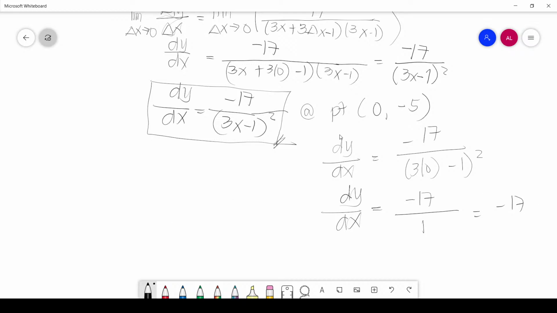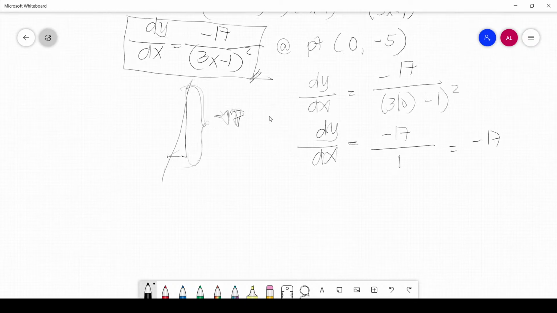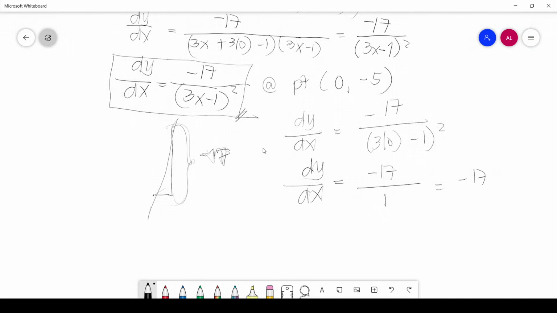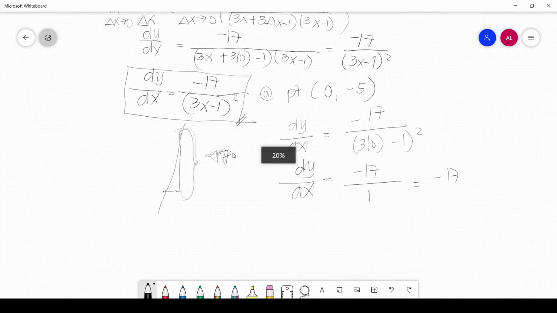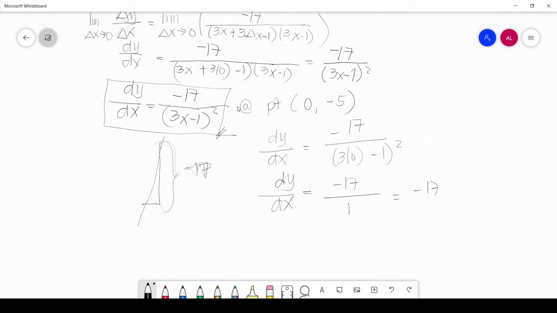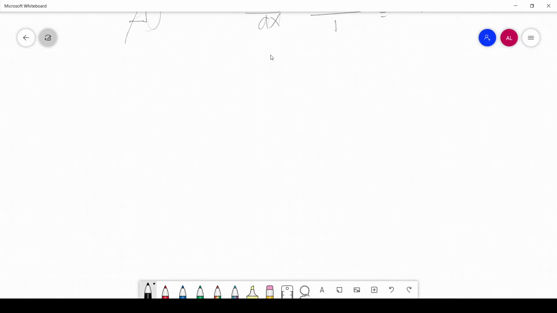Kumbaga, drawingan mo at point 1 to point 2, ang run is 1, tapos ang height is 17. So, negative 17 siya, ganoon kalaki ang slope niya. Okay? At that point, at point 0, negative 5. So, you may try with other points. Siguro assume ka at x equals 1, kuhanin mo ang value ng y. So, iyon lang.